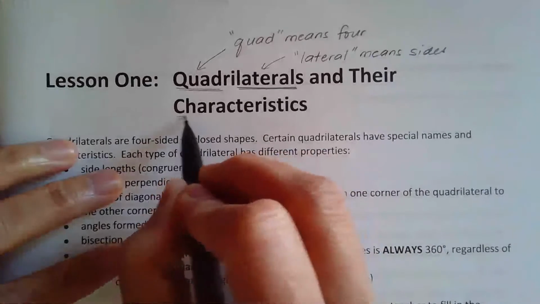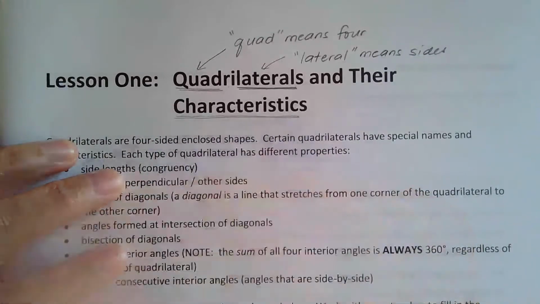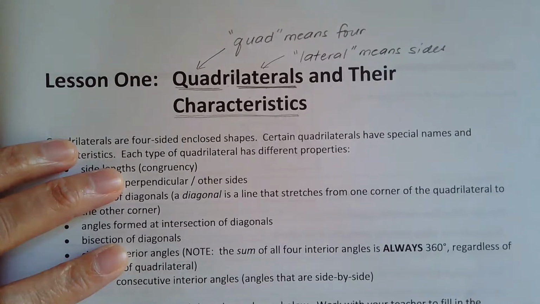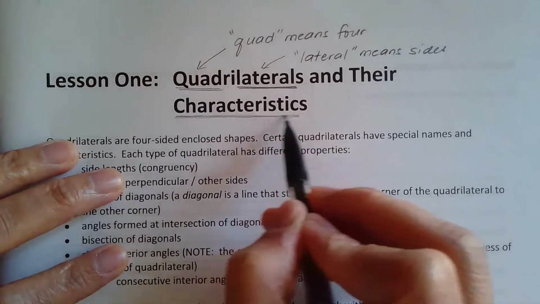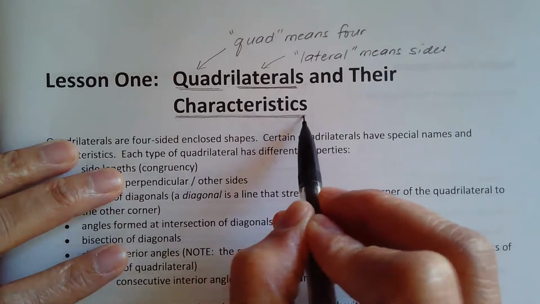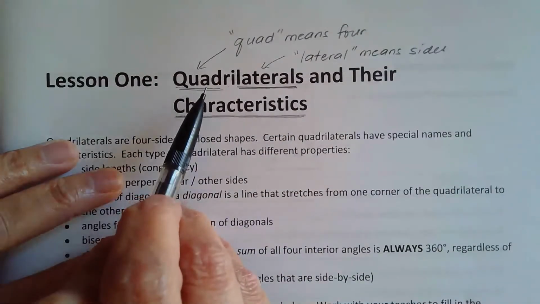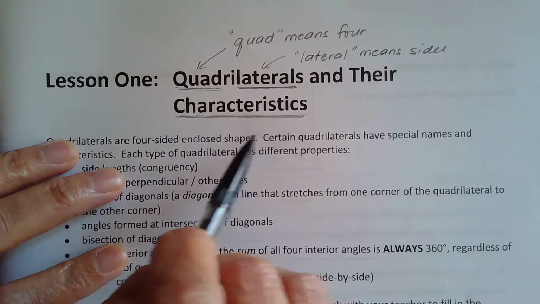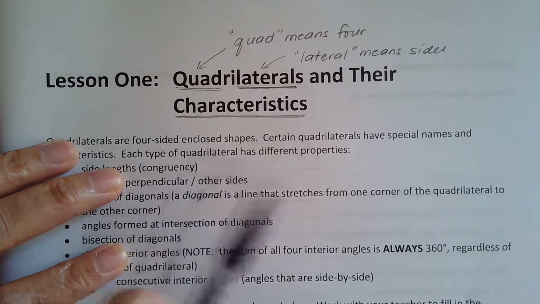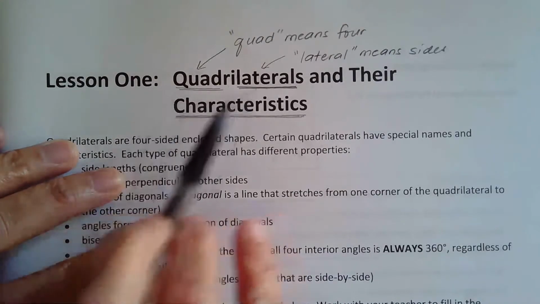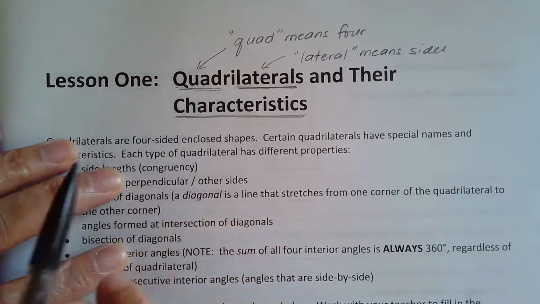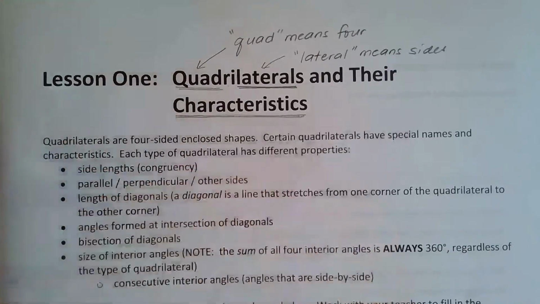Now, let's take a look at the word characteristics. Each one of us has our own characteristics, and that's how we can identify each other. So when we say characteristics, what are the things that can describe the quadrilateral? Because not all quadrilaterals are the same in terms of characteristics. The only thing that they have in common is that they all have four sides. But other than that, there are other characteristics that are true for some, not true for the others.